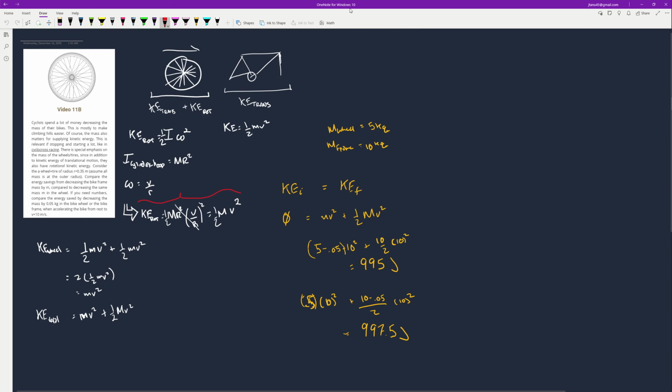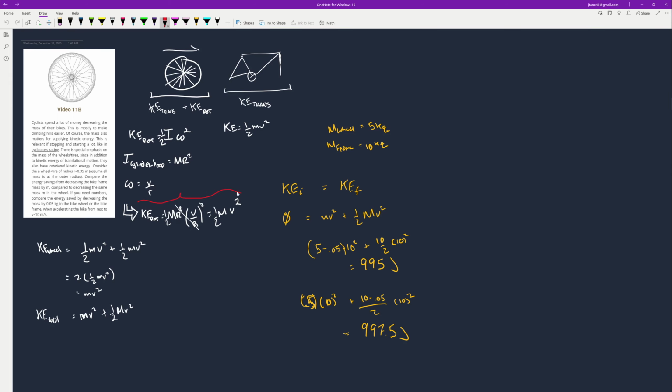So to solve this, you have to account for both kinetic energy, translational and rotational, within the wheel. Here I've written down the equation for rotational kinetic energy, which is 1/2 times the moment of inertia times the angular velocity squared. Since this is a cylinder or hoop shape, the inertia is equal to mass times radius squared. And we also know that angular velocity is just equal to velocity over the radius.